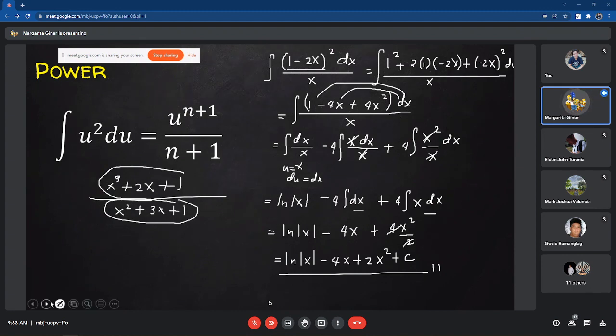Okay? So, you can use that. It cannot be directly solved using the formula. So that's why, since there are only a few rules in solving for the antiderivative, your option there is to simplify it first before you solve for the antiderivative. Okay?